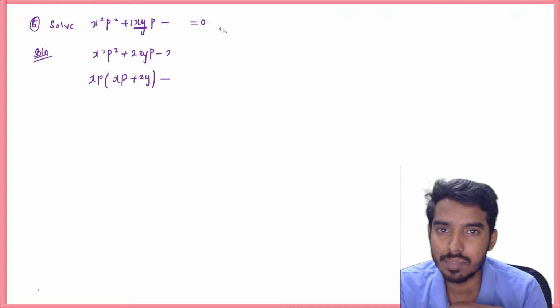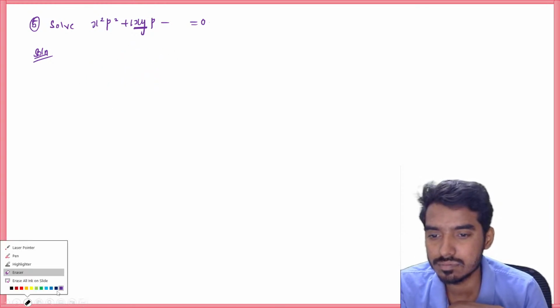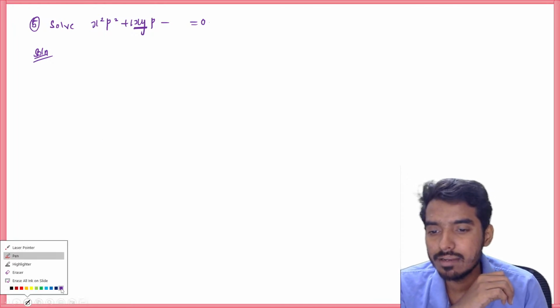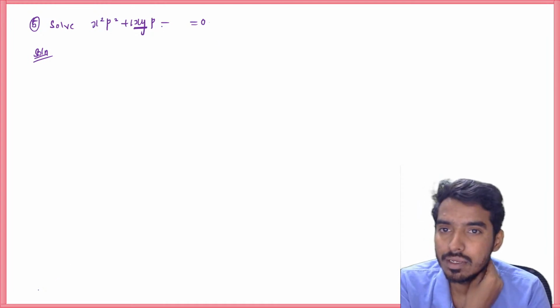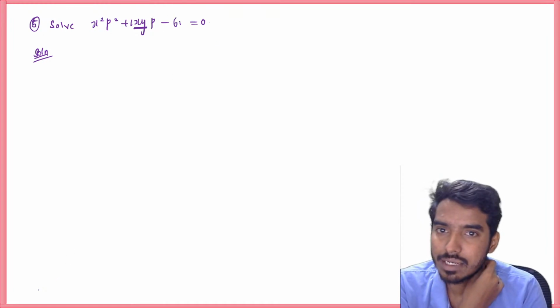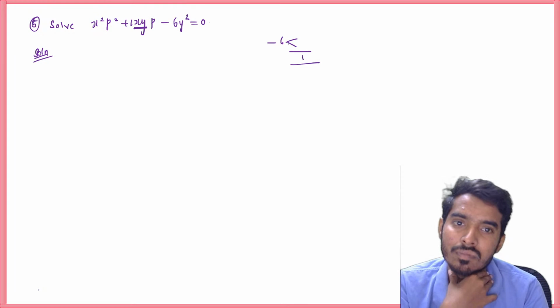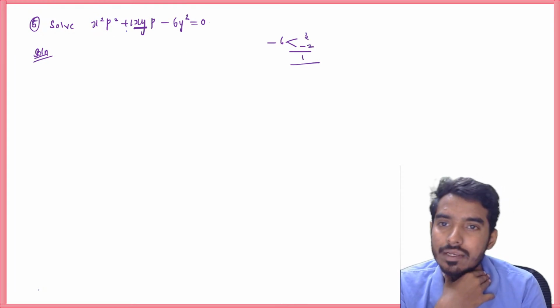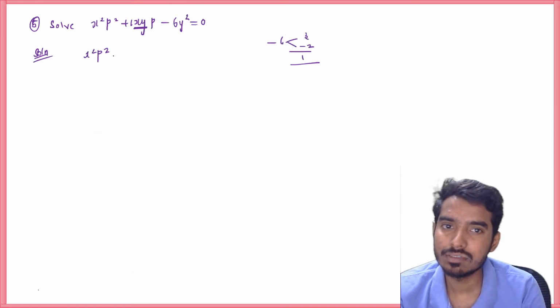This cannot be solvable for p here. If you cannot factorize, you have to go for the quadratic formula. Here we have xyp, y square. Now here you can see sum is 1, product is minus 6. So here we have 3. Instead of this xyp, I can write this as x square p square plus 3xyp minus 2xyp minus 6y square is equal to 0.